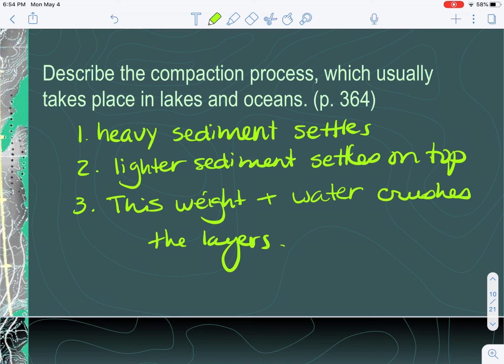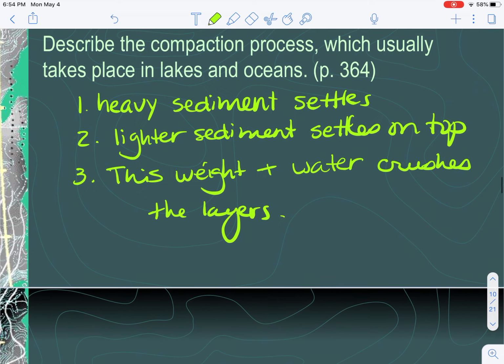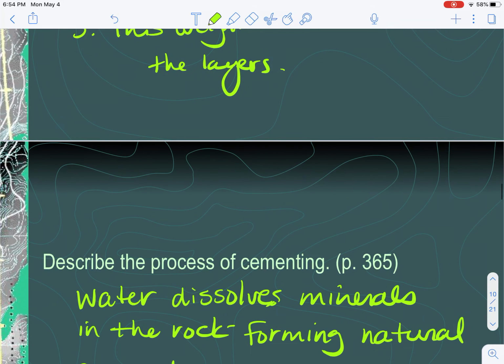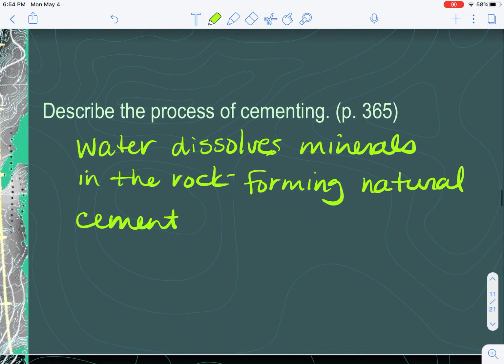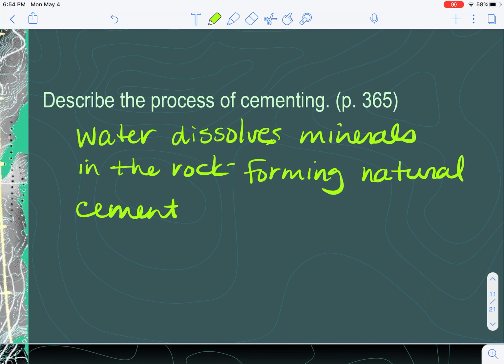This first one, compaction, how does that happen in a lake or an ocean? And that's when the heaviest pieces of sediment fall to the bottom first, and then smaller pieces will fall on top of the heavier ones, and so they kind of get layered that way, and the weight of upper layers crush the bottom layers, water on top crushes the bottom layers, and that's when they get compacted and pressed down, as if you can imagine stomping on it. That's what compaction would be like.